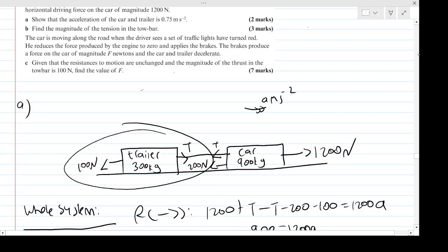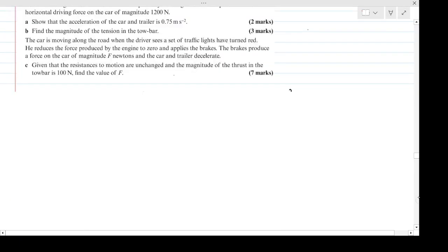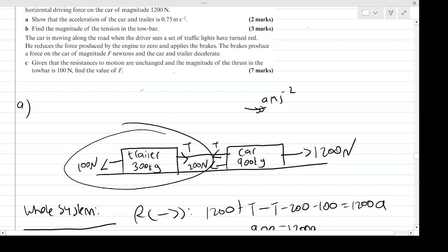Okay, part C, this is where it gets interesting. So now we're told the car is moving along the road. When the driver sees a set of traffic lights that have turned red, he reduces the force produced by the engine to 0. This force here, the driving force, because of the engine, that goes to 0. So there is no driving force forward. And he applies the brakes. The brakes produce a force on the car of magnitude F newtons, and the trailer decelerates.